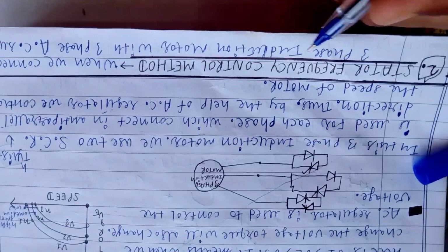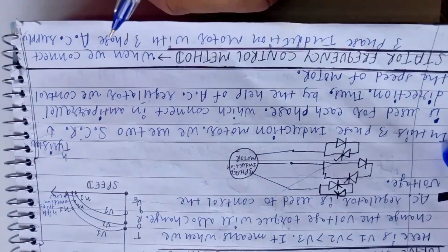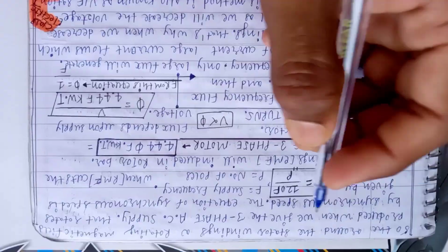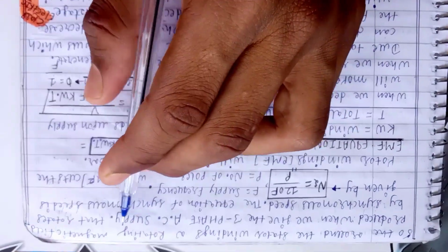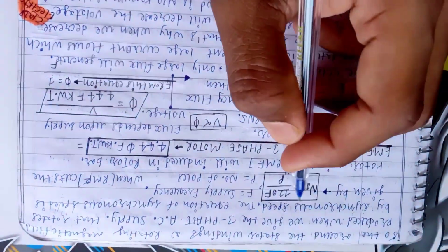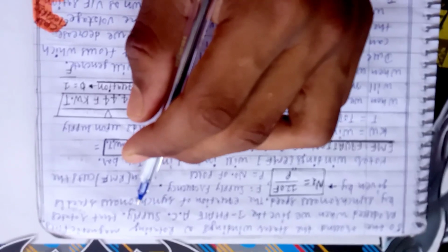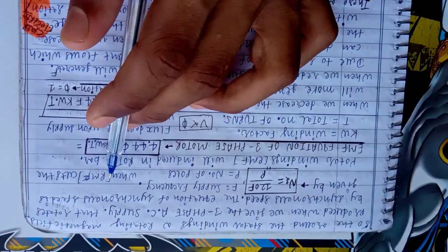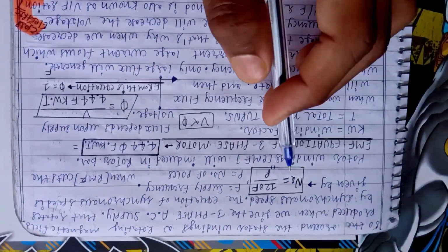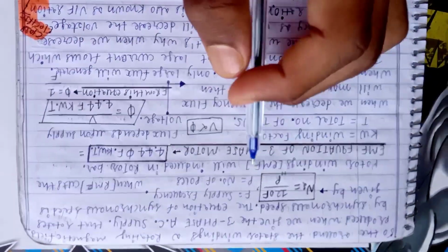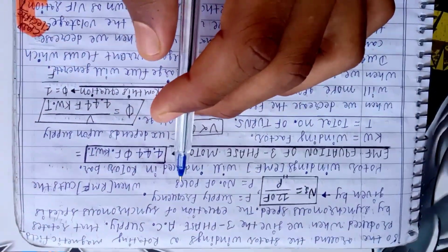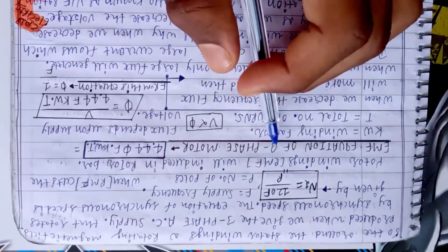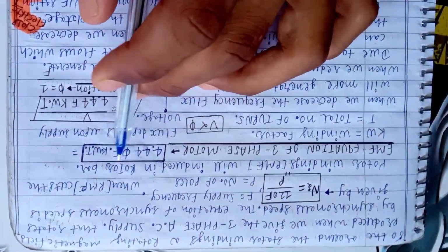That is the stator frequency control method. When we connect a three-phase induction motor with a three-phase AC supply, a rotating magnetic field is produced around the stator winding, which rotates at synchronous speed. The equation of synchronous speed is given by Ns equals 120 F upon P, where F equals supply frequency and P is the number of poles. When the RMF cuts the rotor winding, EMF will be induced in the rotor bar.